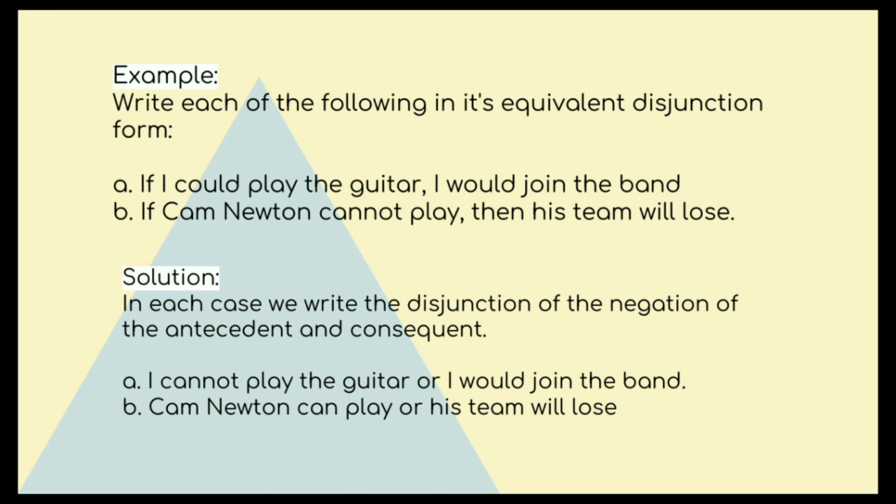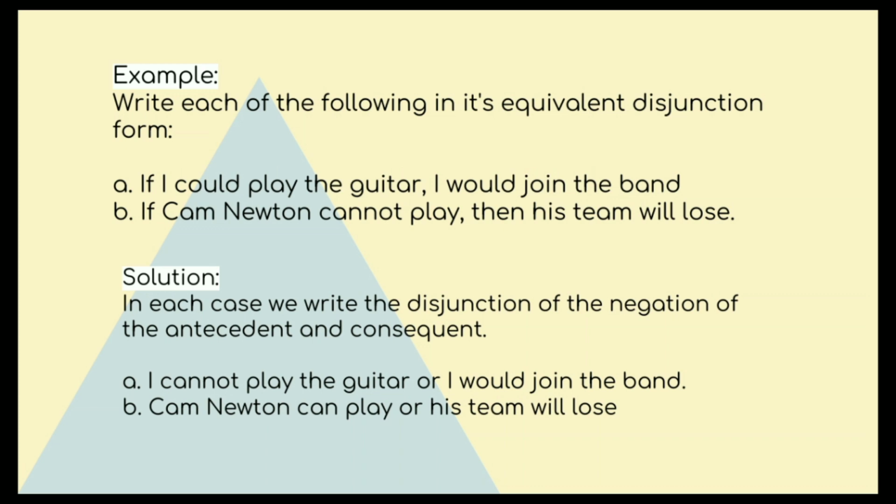The same as for letter B. If Cam Newton cannot play, then his team will lose. So for it to be an equivalent disjunction form, we have to change Cam Newton cannot play into Cam Newton can play, or his team will lose.